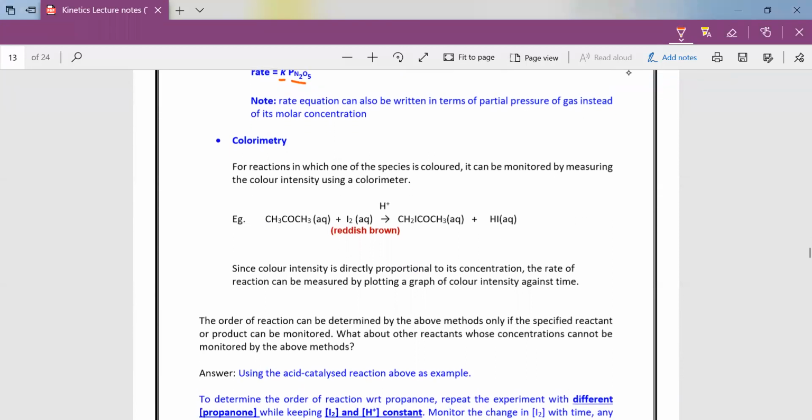Last of all, we can monitor the order of reaction based on the change in color. The most common one that you have probably encountered is iodine, where it is reddish brown in color, and the color intensity is directly proportional to the concentration. So the rate of reaction can also be measured by plotting the graph of color intensity against time.